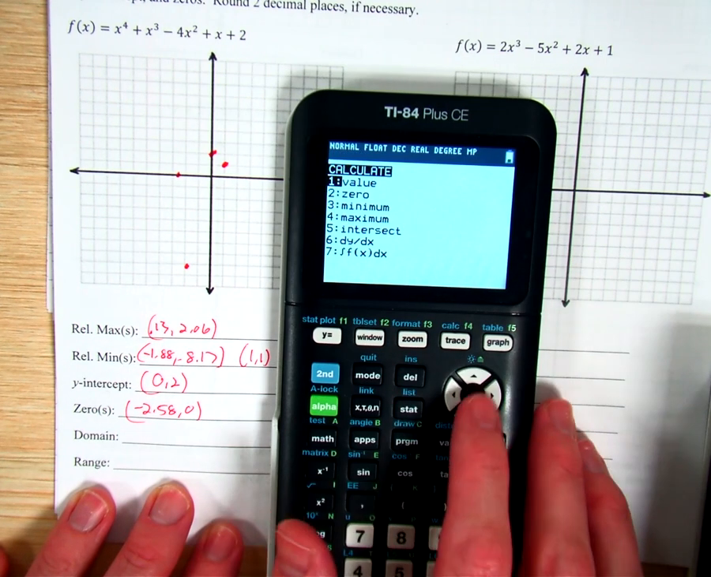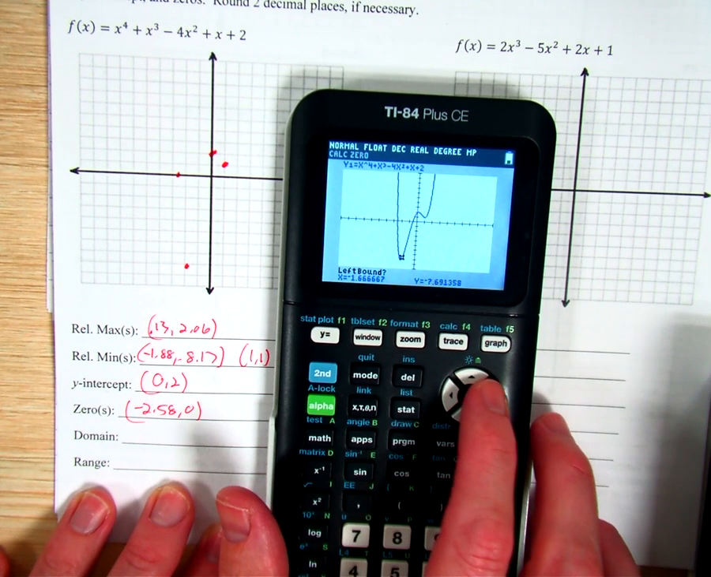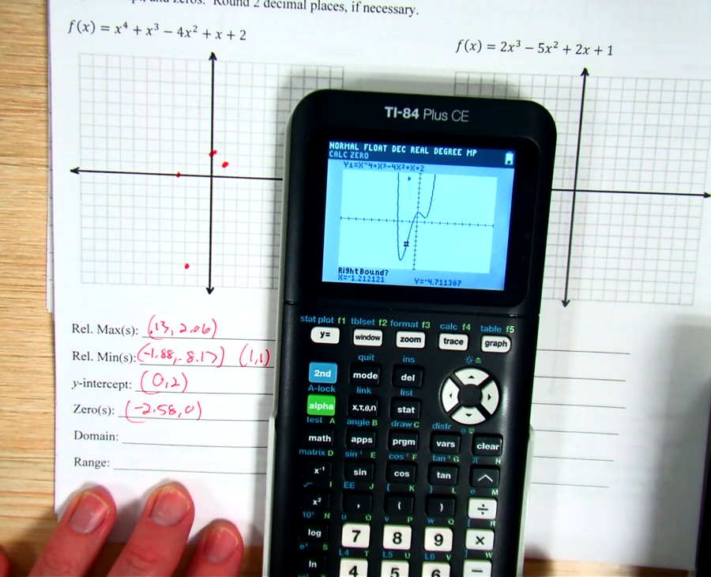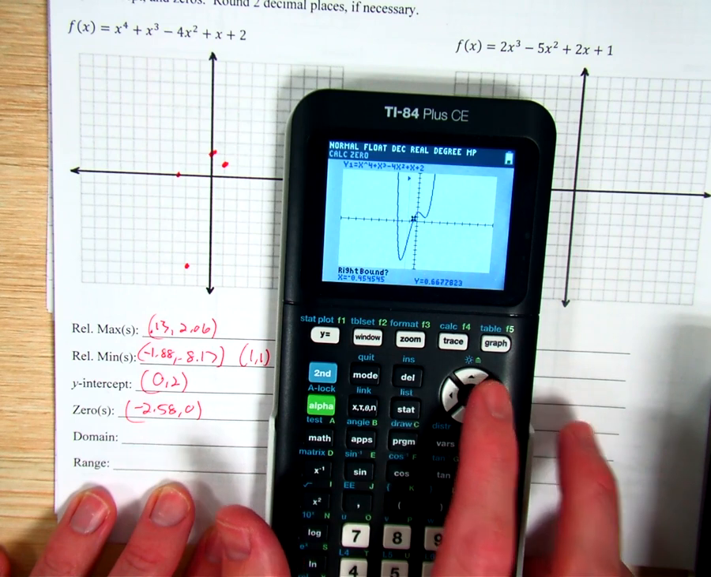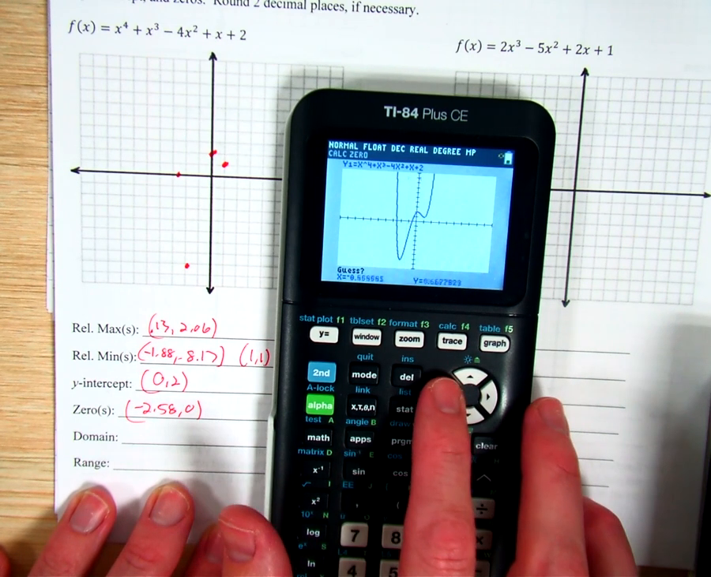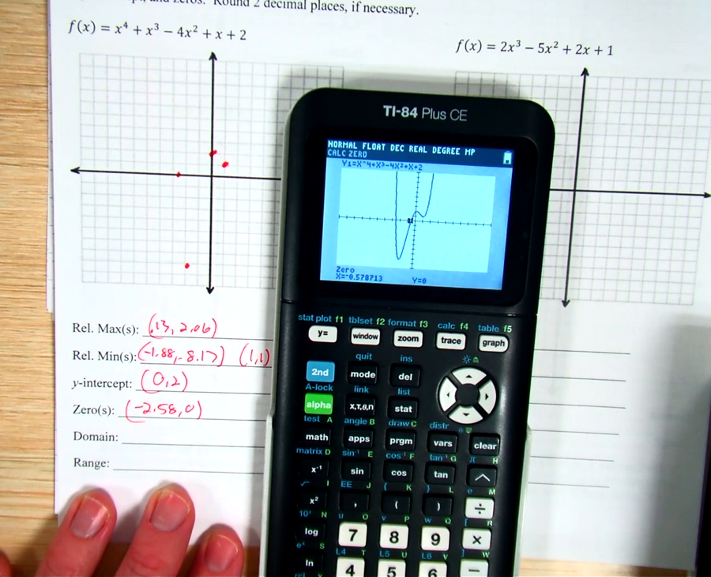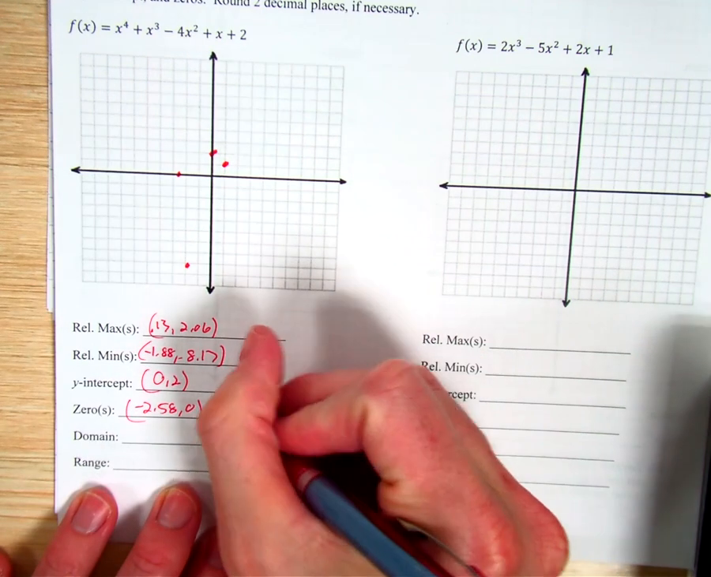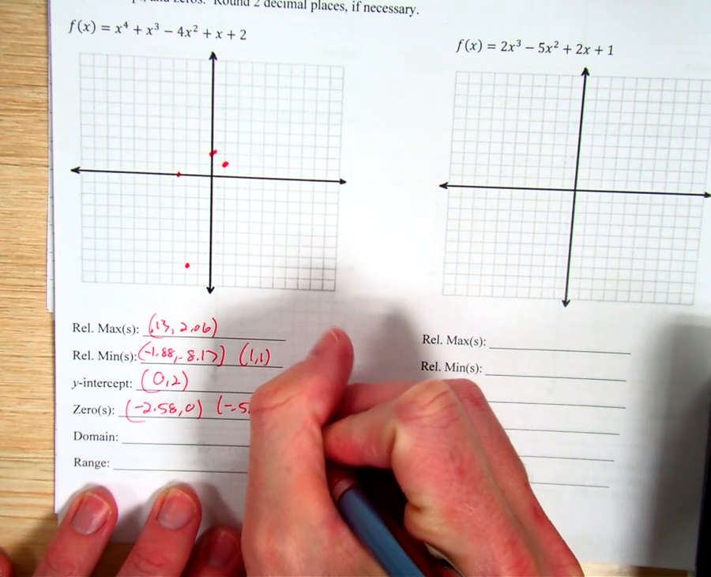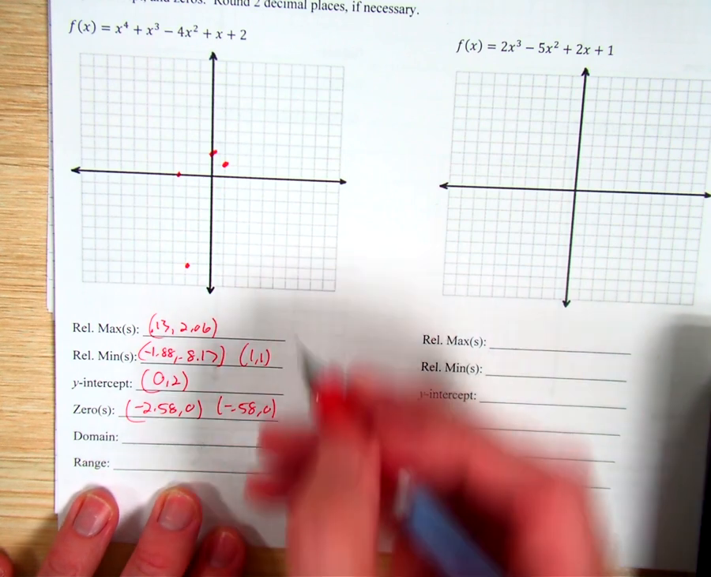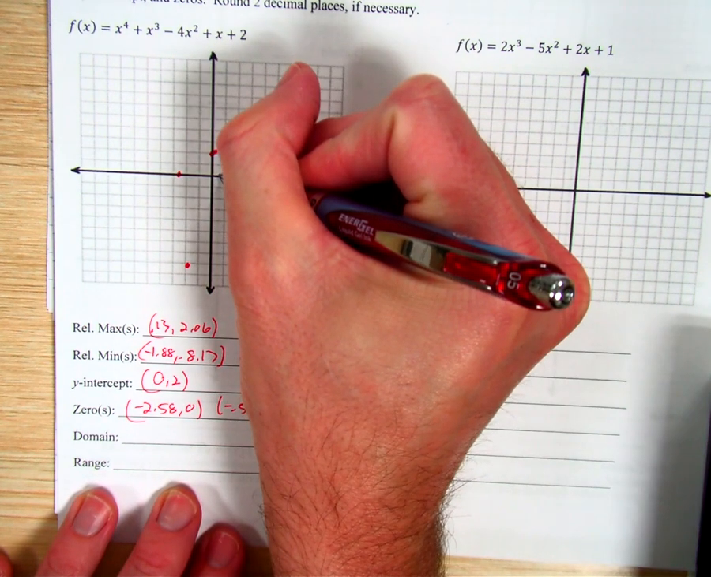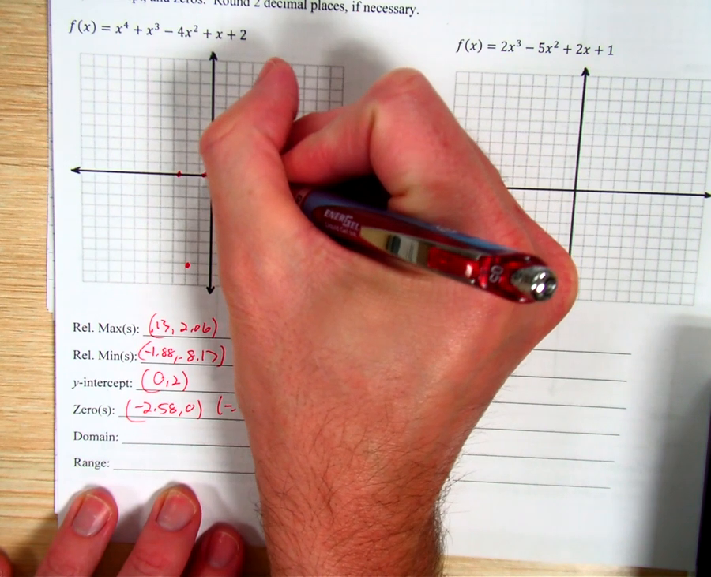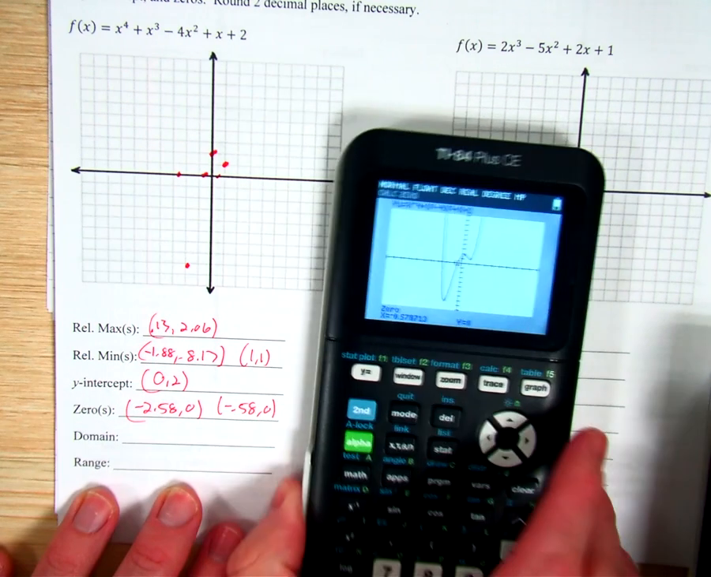Okay, second trace, zeros. Scooch over there as close as you can get. Okay, left bound, left, left, left, left. Enter. Back up to the middle. Right, right, right, right. Enter. Back down to the middle. We got negative 0.58, comma 0. Negative 0.58, comma 0, on the other side. Okay, and then that's basically it for those.